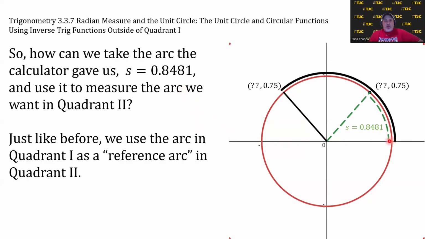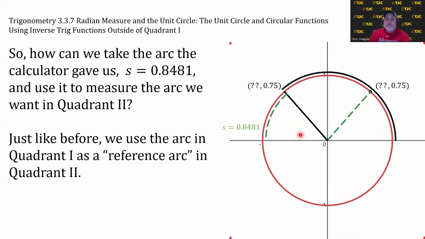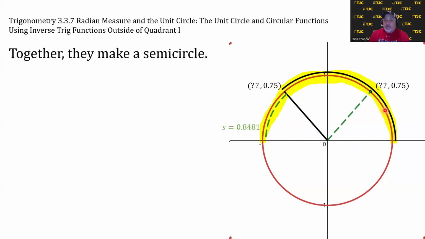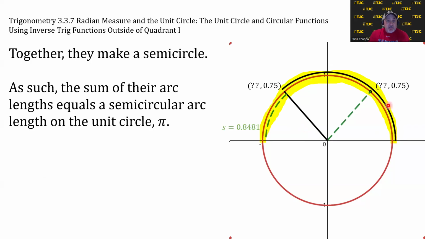Just like before, we use the arc in quadrant 1, this green one, as a reference arc in quadrant 2. So we're going to move this arc over here into quadrant 2. Now, it's the same arc length. But how are the desired black arc that we're looking for and the green reference arc related? Well, just like before in quadrant 2, together, what we want and what we know make a semicircle. Now, we're in radians, so a semicircle is pi. As such, the sum of their arc lengths equals the semicircular arc length on the unit circle, which again has a total length of pi. So the black plus the green is equal to pi.